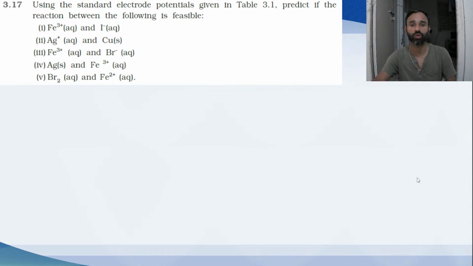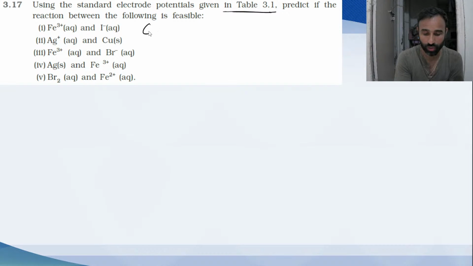Using the standard electrode potentials given in Table 3.1 — when the question says this, it is not written out, it is given in Table 3.1. The values are given to you, so just write the values. Those E naught values should be given to you.